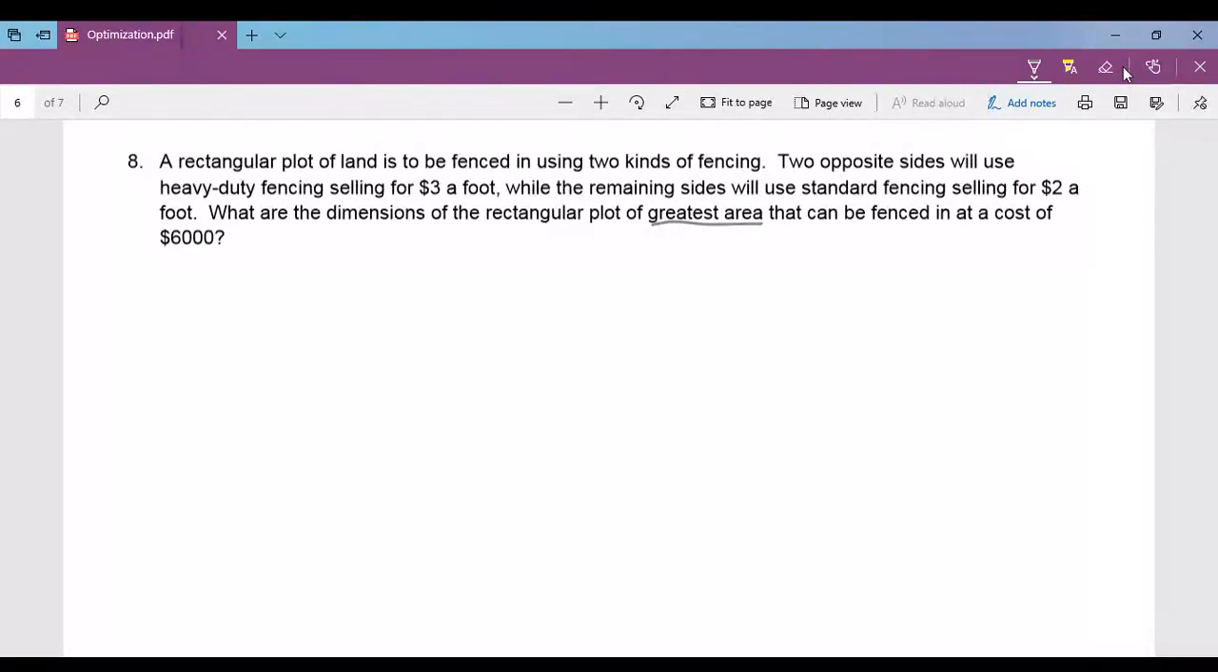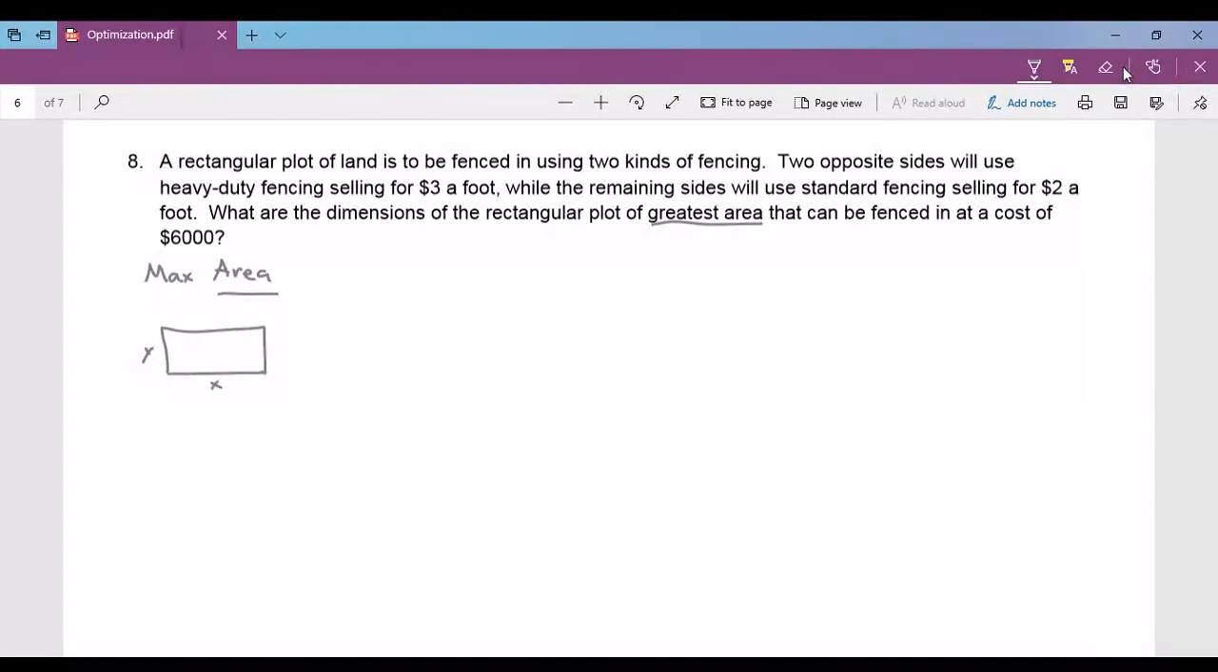I recognize that it wants me to find a rectangle with greatest area. So the first thing I'm going to do is write down what I want to do, which is I want to max area, right? So now we're talking about a rectangle. So I'm going to draw myself a rectangle. I'm going to label the dimensions, and I can label them whatever I want, but maybe I'll call this Y, and I will call that X.